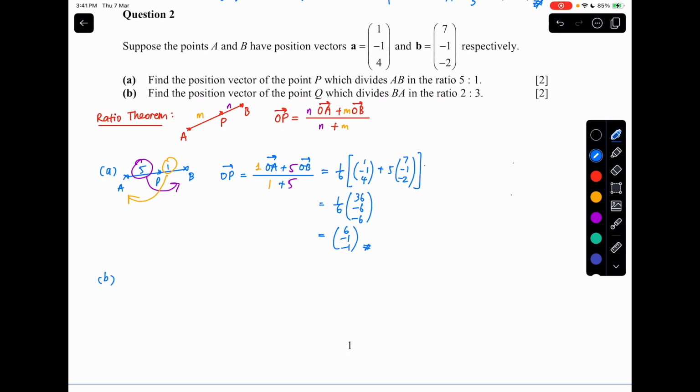Now for part B, over here, same thing. I have the line AB.